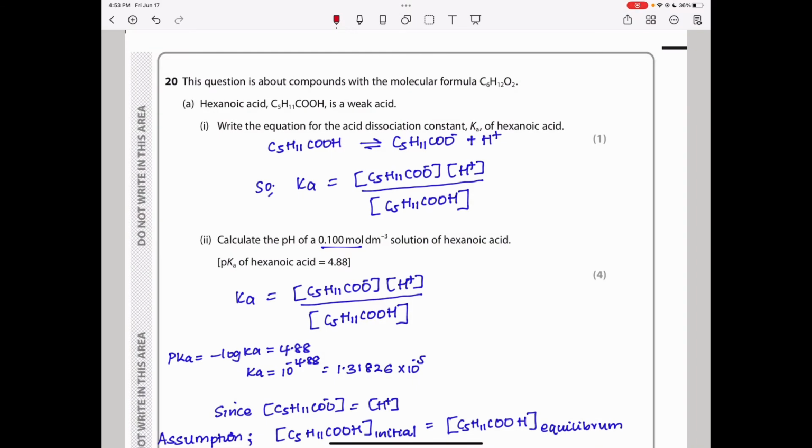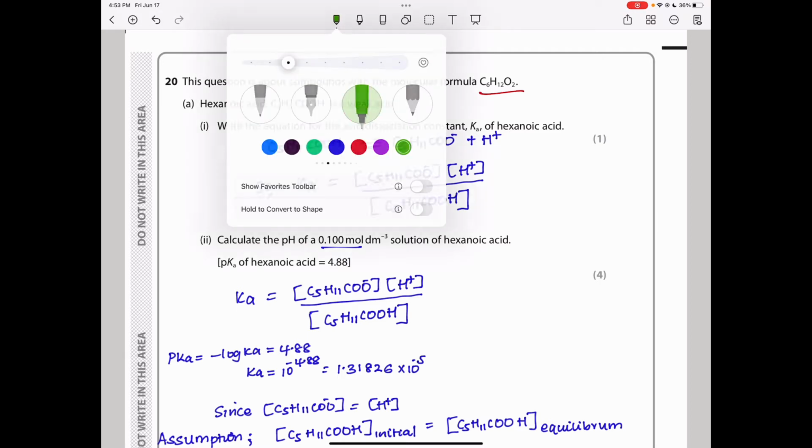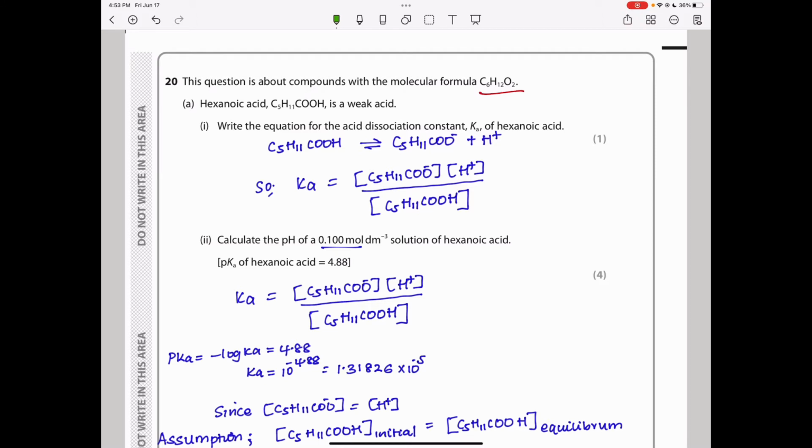Question 20. This question is about compounds with a molecular formula C6H12O2. They say hexanoic acid, C5H11COOH, is a weak acid. They say write an equation for the dissociation constant Ka of hexanoic acid. So it is written like this. Of course, dissociation is when you split this part apart, producing a carboxylate as well as the H+. Since they want us to find Ka, it is always the concentration of the products. So we have this product and that product. We put them in concentration brackets and multiply them, divided by the concentration of the reactant. This is how you find the Ka value.